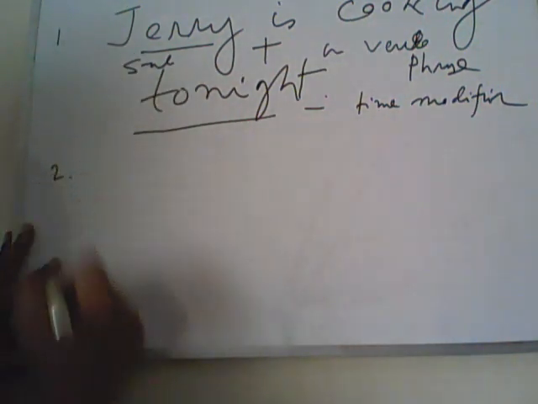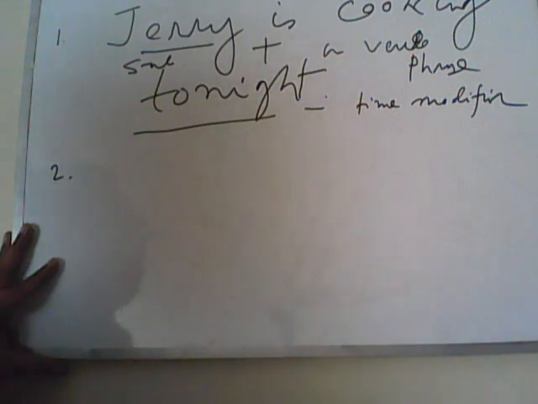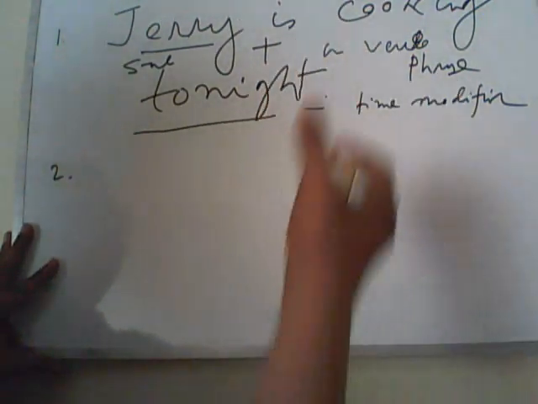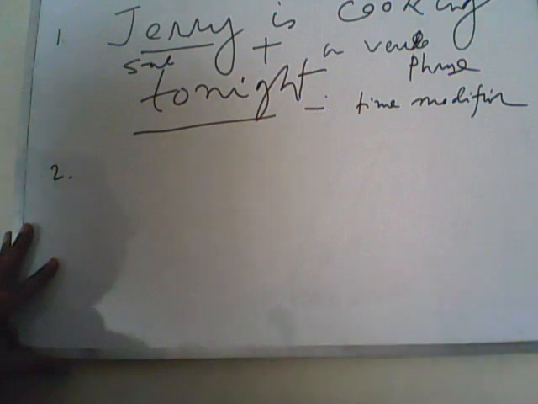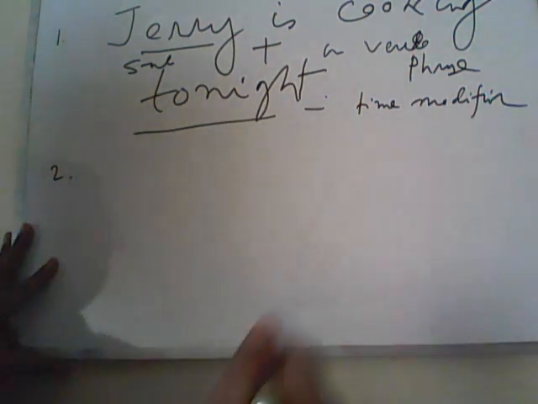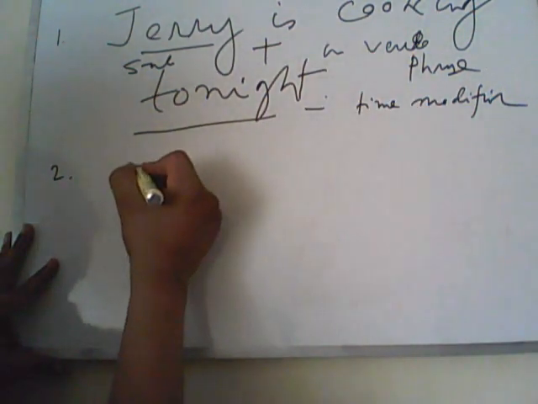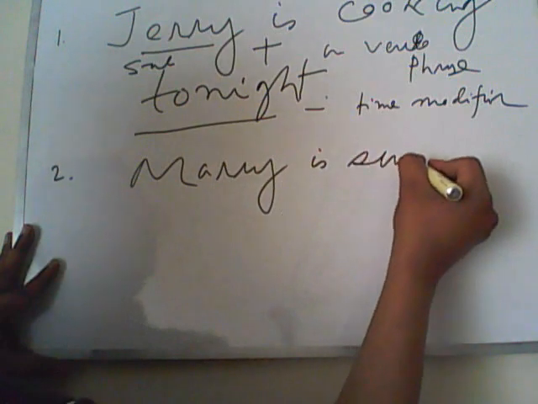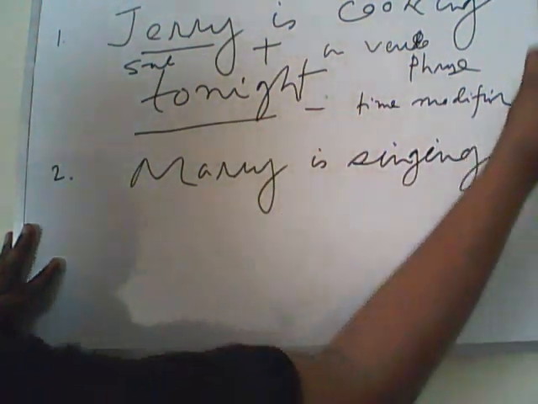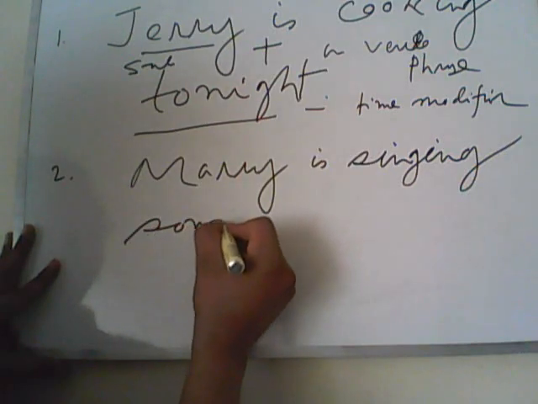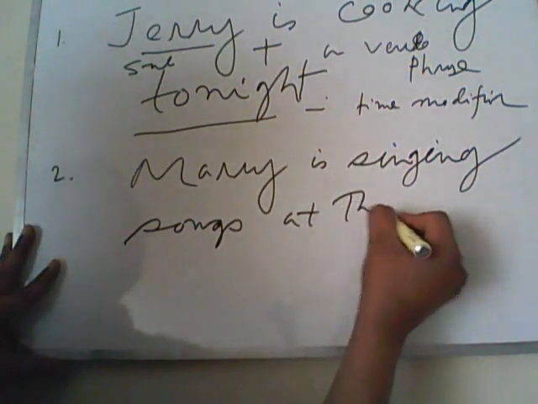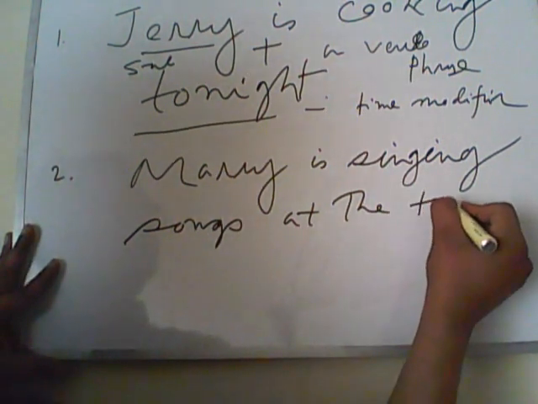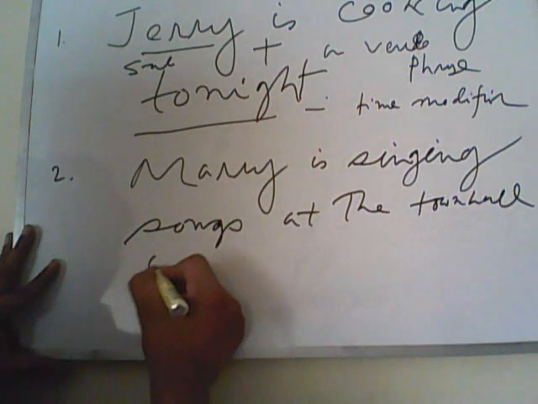Okay, but generally sentences have more words. So this is a very simple sentence with very few words, but generally we make a lot of big sentences. So I am going there, but the sentence will be a simple sentence, and you will see more other things. That is like, Mary is singing songs at the town hall at the moment.